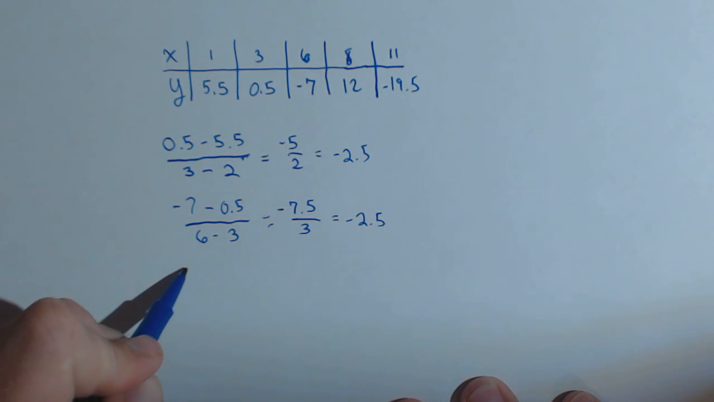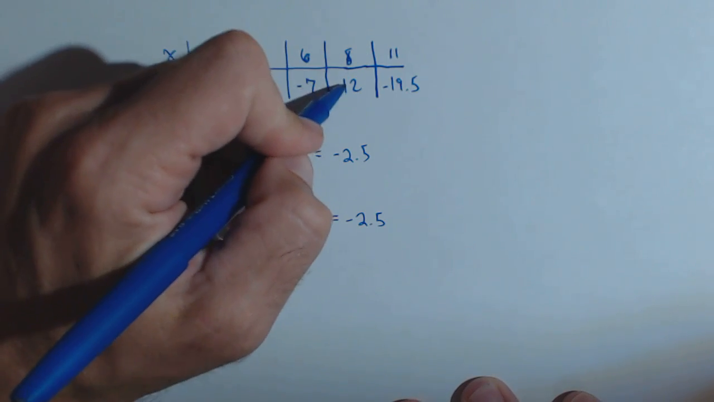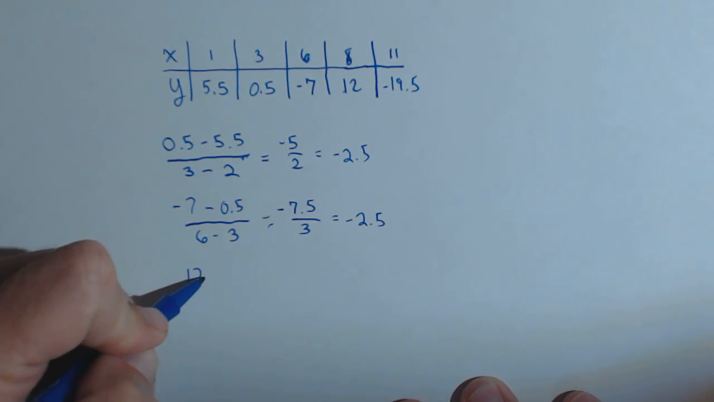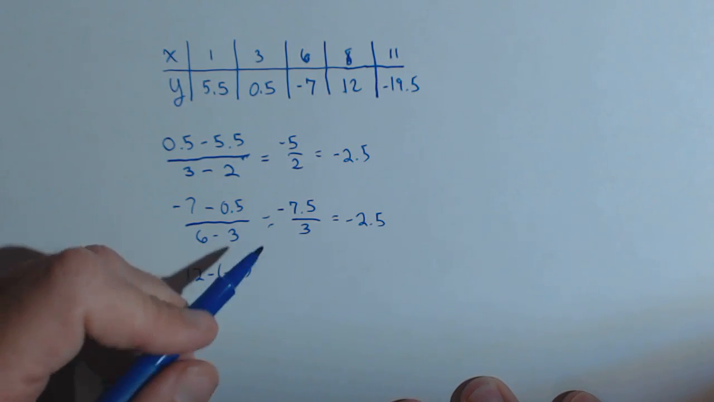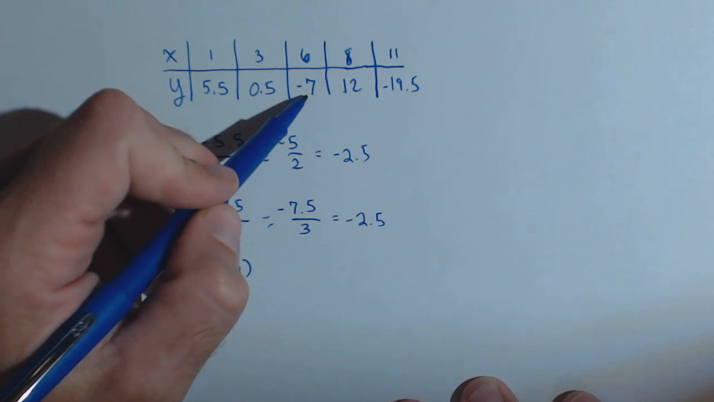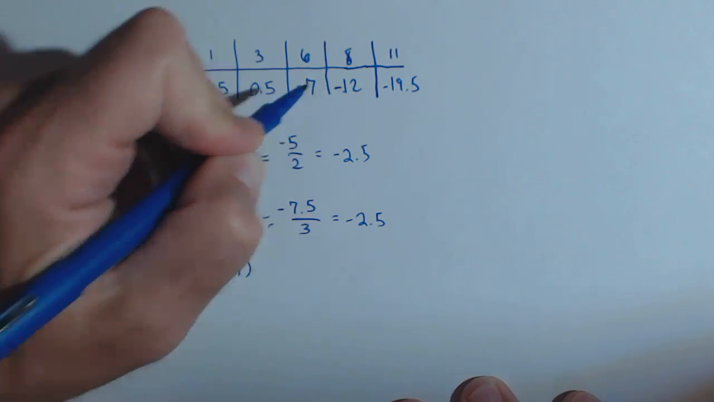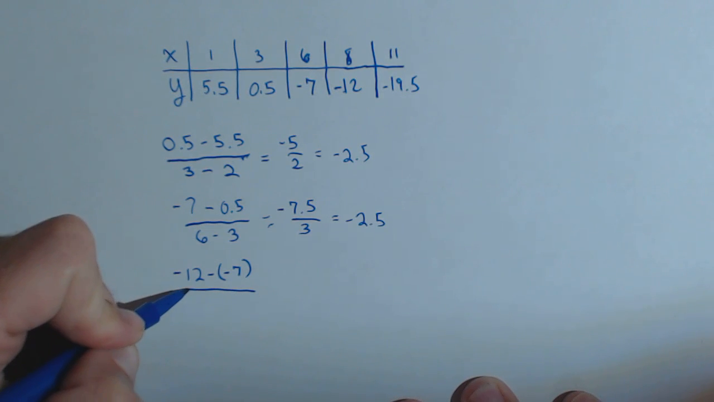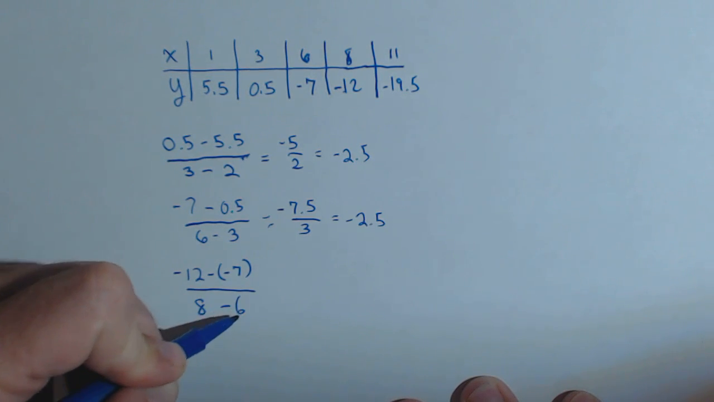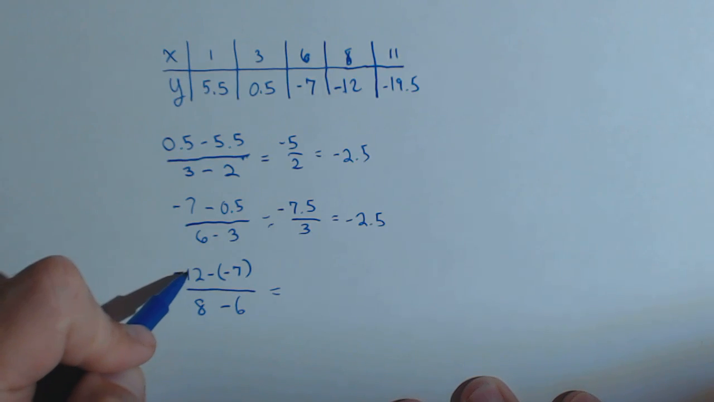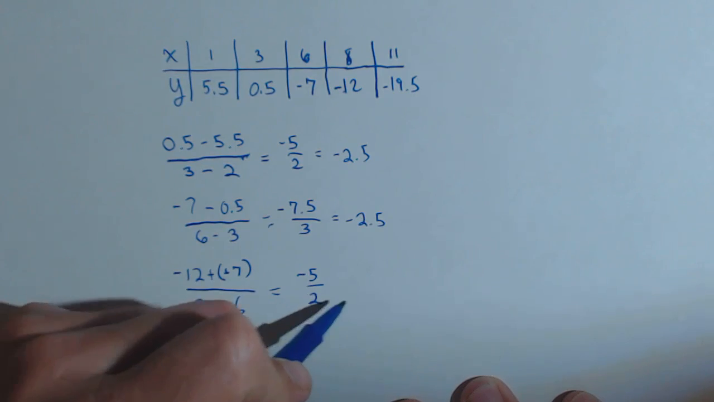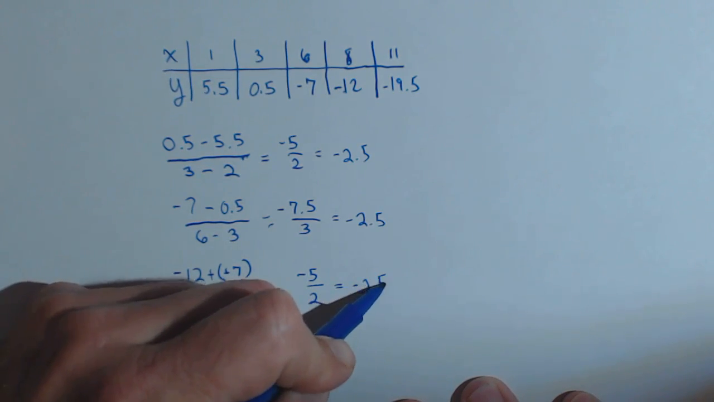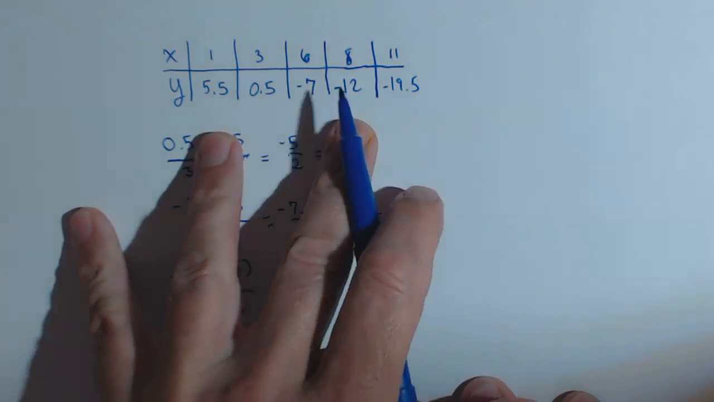We'll do a couple more. I think you're going to see a pattern here. Let's do this pair right here. So we're going to do 12 minus a negative 7. So we're doing, oh, excuse me, that should have been a negative 12 over 8 minus 6. And this is going to be negative 12 plus 7, which is negative 5 over 2, equals negative 2.5.